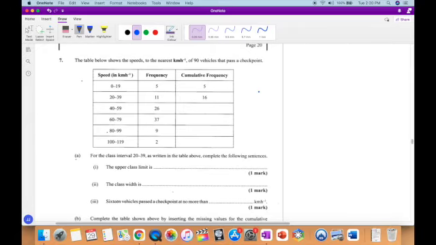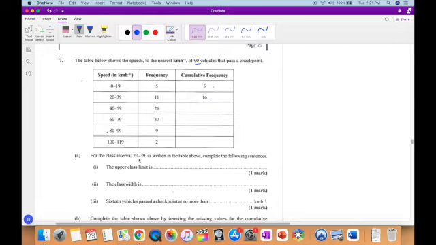Alright, so we have this question here. The table below, and we're in statistics now, so the table below shows the speeds to the nearest kilometers per hour of 90 vehicles that pass a checkpoint. So they gave us a total amount of vehicles there, 90. So if we add up all of our cumulative frequency numbers, we should end up with 90 as a total there, right? So we see the amount of cars that go on between a certain times and speed.